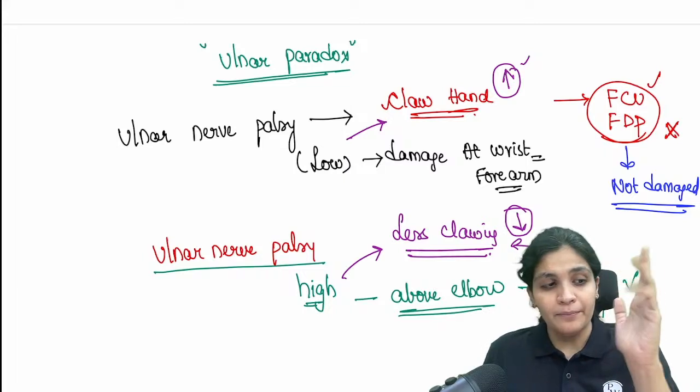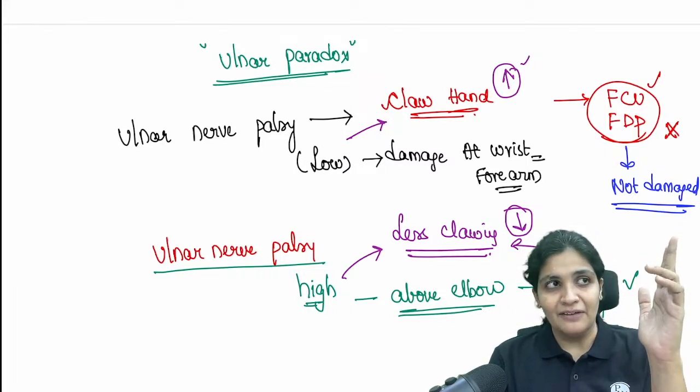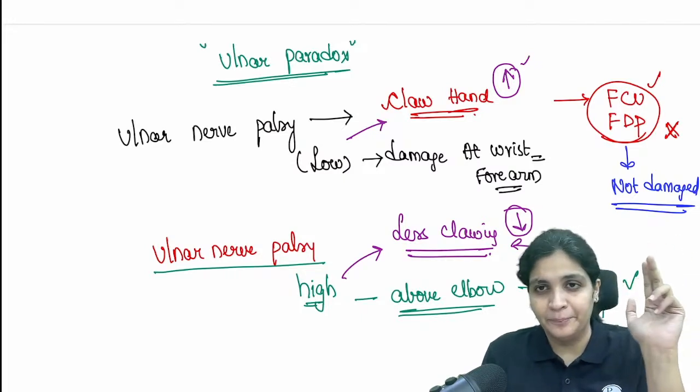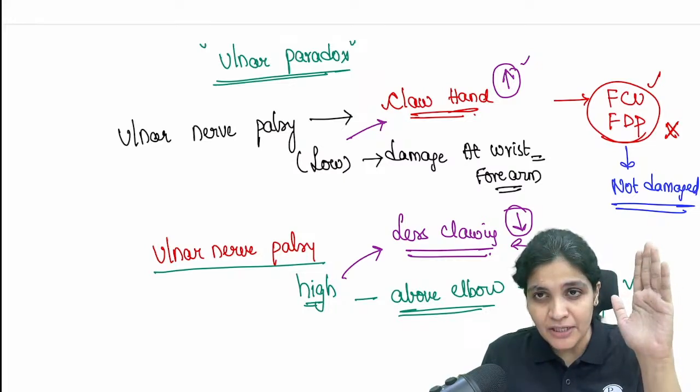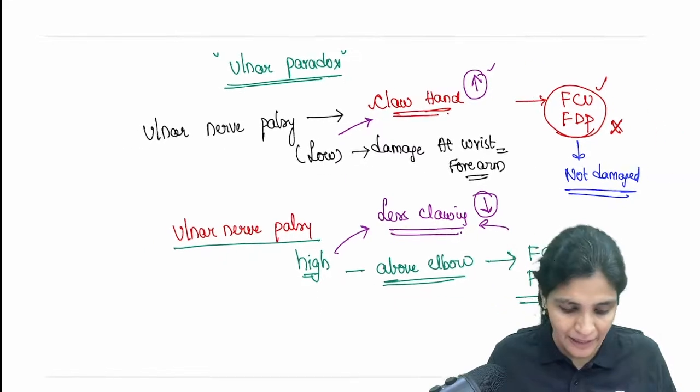When it is low, somewhere at the level of the wrist or somewhere in the forearm, because the FCU and FDP action is intact, there is more flexion of the IP. And when the FCU and FDP are also damaged, it will result in less clawing. So this is called ulnar paradox.